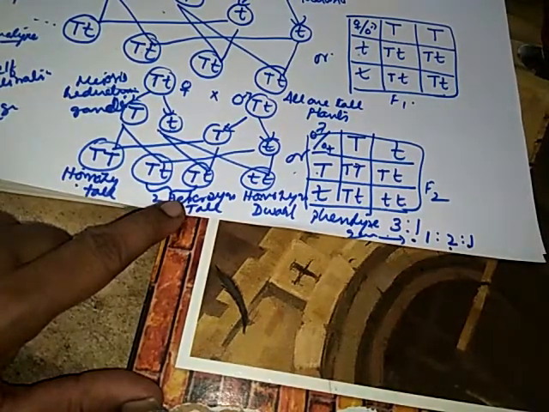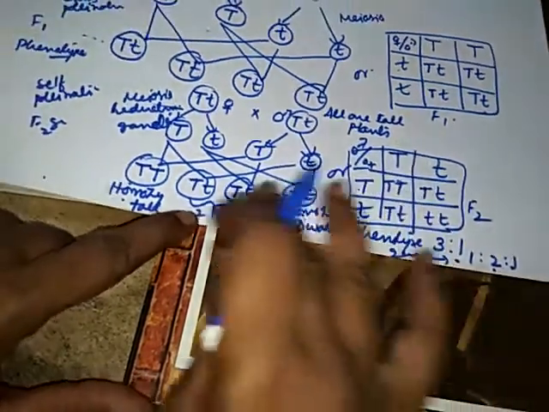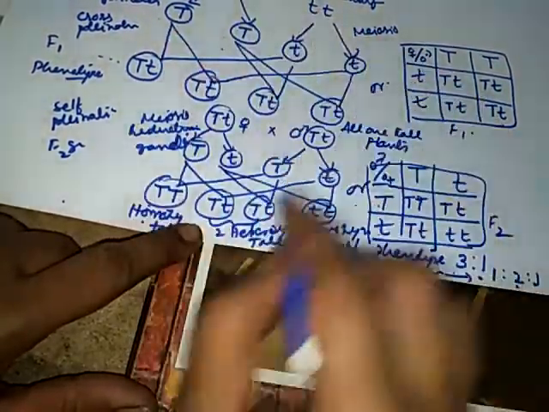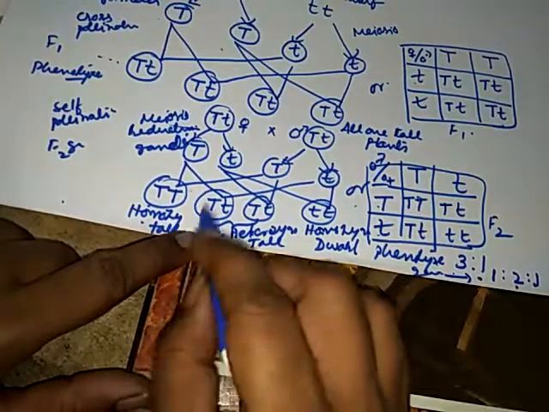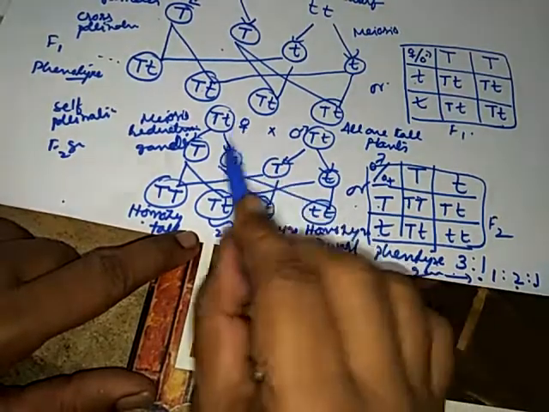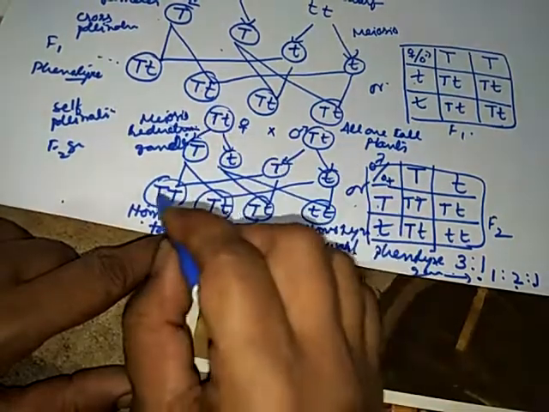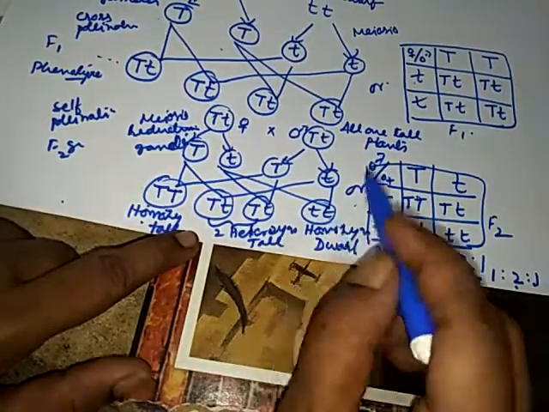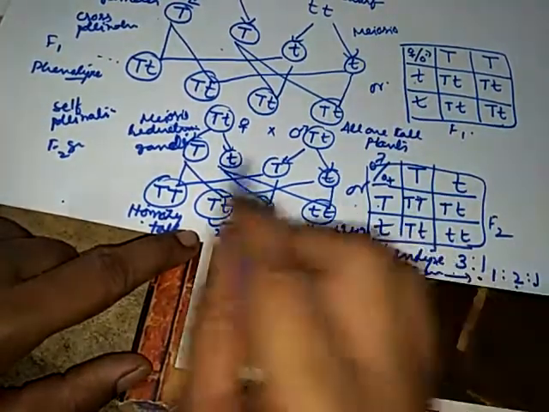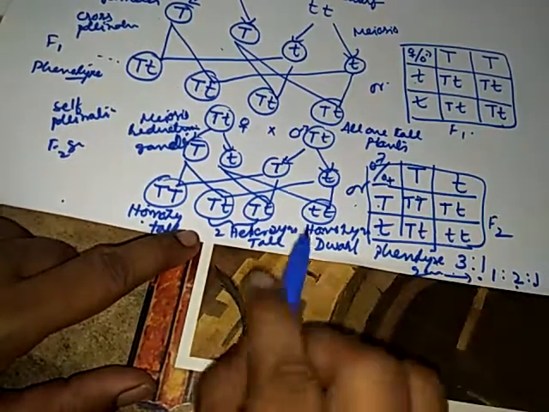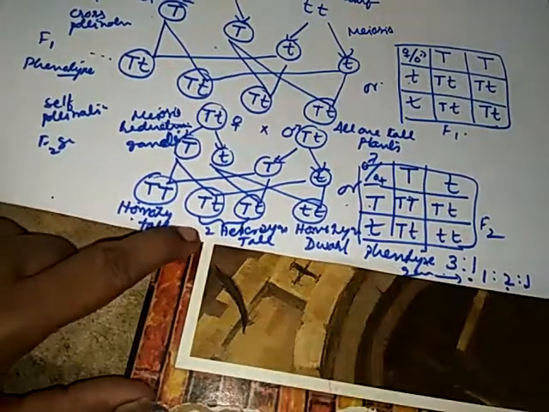Okay, this is also the same as Mendel's law of dominance and law of segregation. It is segregated into tallness and dwarfness, and dominance also. Tallness is the dominating character and dwarfness is the recessive character, so the phenotype ratio shows 3:1 and the genotype ratio says 1:2:1.